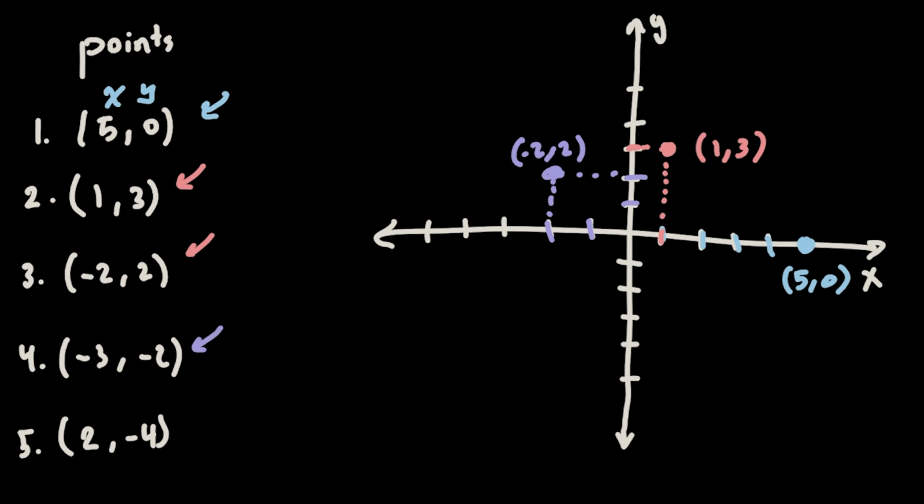So this one is -3 and -2. So we have -3. This is -1, this is -2, this is -3, and then we have -2. So I'll just make a line and a line here, and this is the point. This is -3 and -2. Okay, let's see the last one.